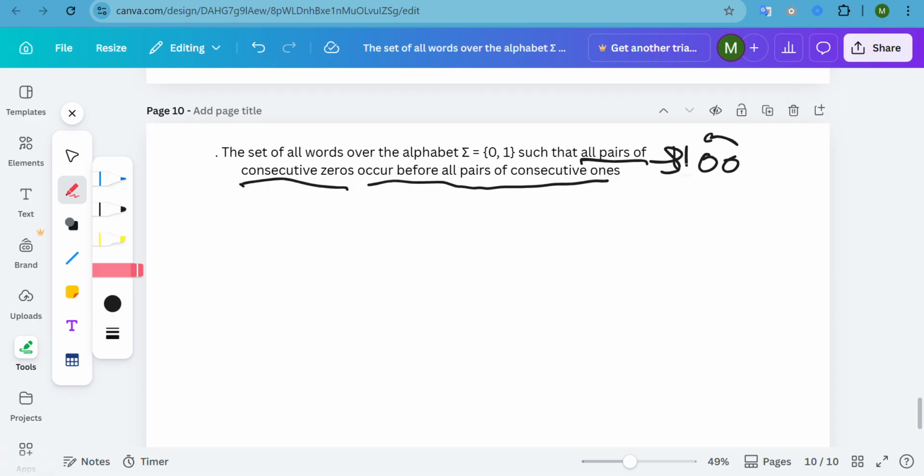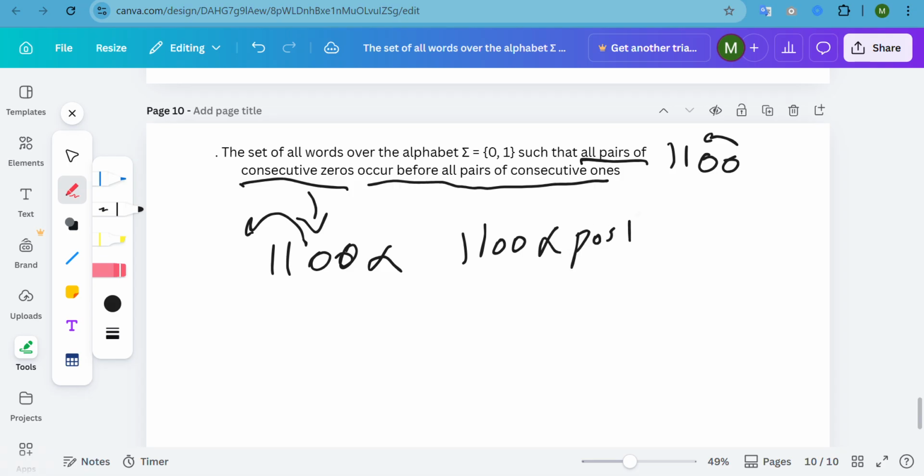And what that translates to is that, let's just write it like that: occur before all pairs of consecutive ones. So what it says is that 1100 is the situation that should not happen, since all pairs of consecutive zeros must occur before all pairs of consecutive ones. So 1100 is not possible. We look at a situation and say, okay, this is a NOT. So 1100 is not possible.